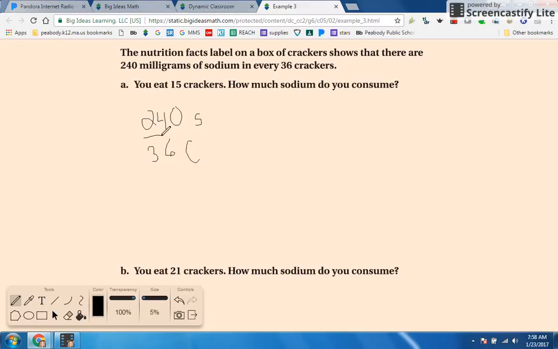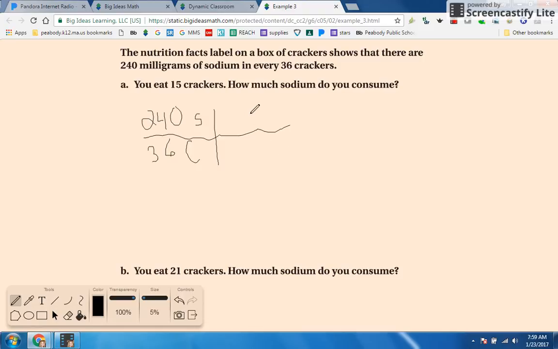This should be in a box, but I'll try to draw a box. I don't know, my box is horrendous. Okay, so our goal is we want to figure out if you eat 15 crackers, how much sodium do you consume? So this one's harder because there's really nothing we could divide by to get to 15. Usually you're multiplying or dividing to get to the missing number. But if I put a 15 here, there's nothing we could divide 36 by to get 15.